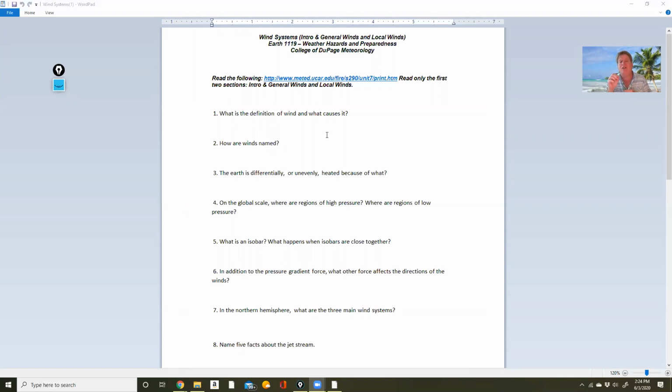And basically what that means too is when isobars are close together, we say that they're packed. P-A-C-K-E-D, like you're packing your suitcase. So isobars close together means they're packed and the winds are strong.